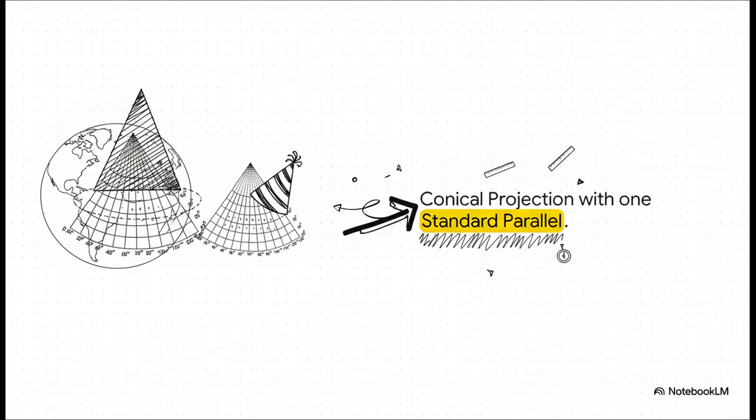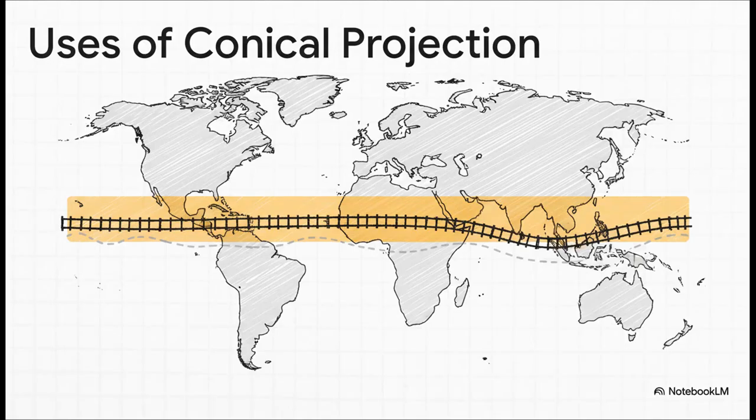Well, the standard parallel is just the line of latitude where the hat is perfectly touching the globe. And here's the magic part. Along that one line, the map is 100% accurate, 0 distortion. So when would you use this? This is a classic exam question, bachcho, so listen carefully.